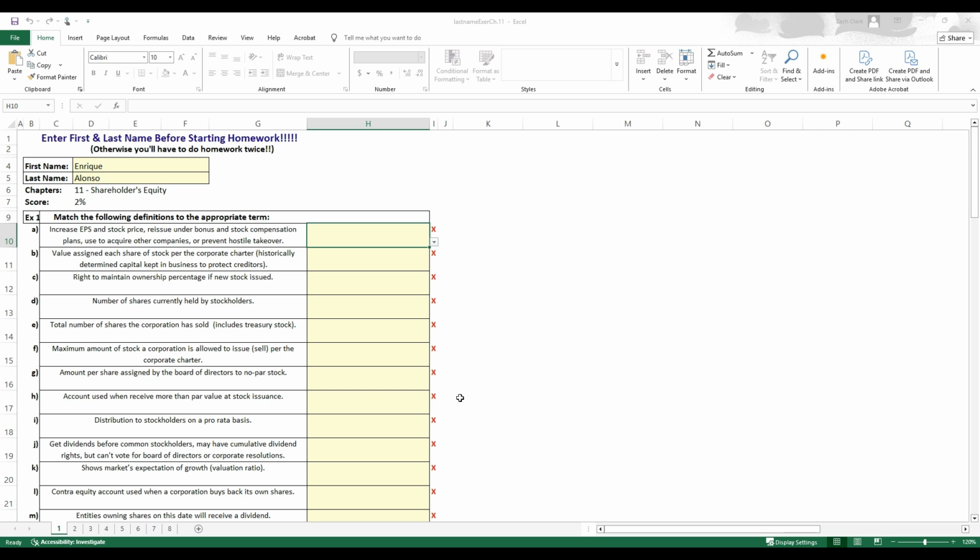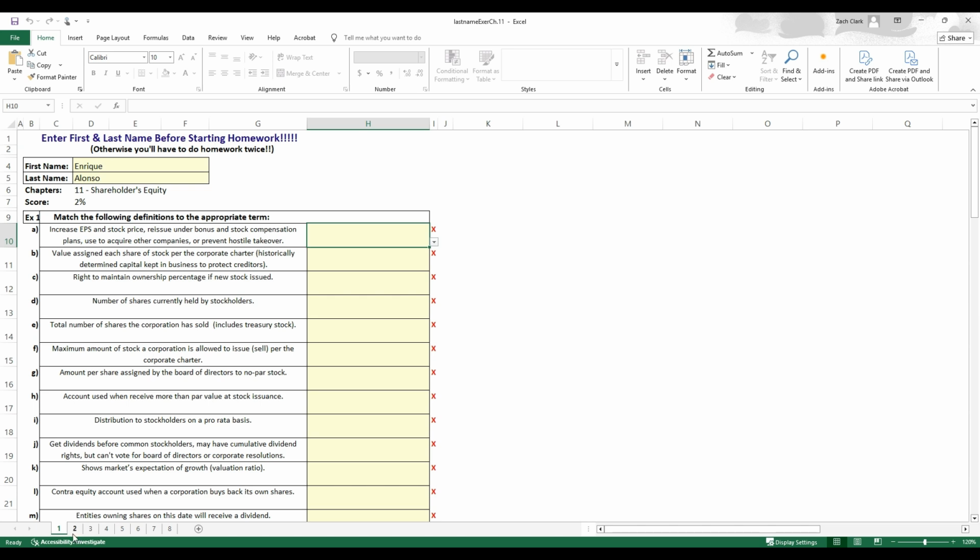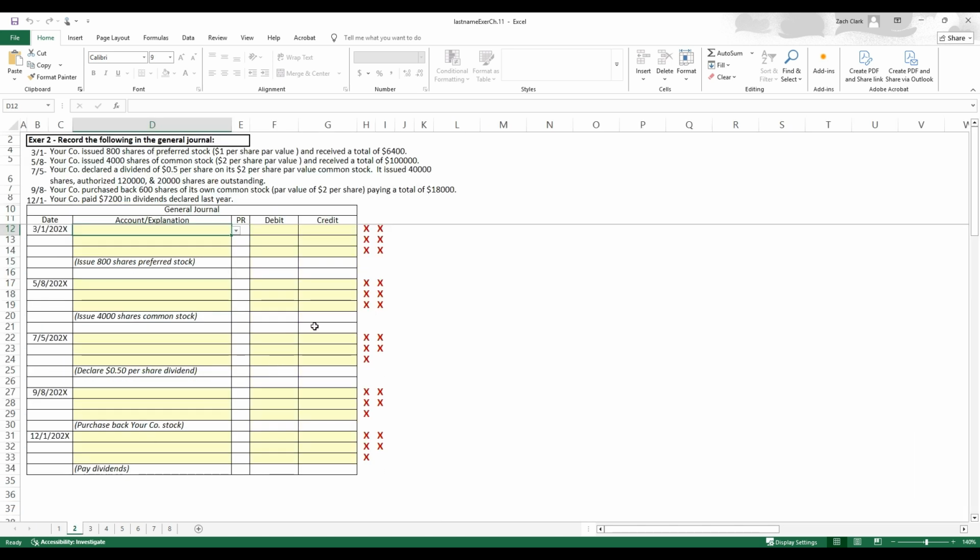Hey everyone, in this video we're going to be looking at Chapter 11 and working through the exercises on the practice with feedback spreadsheet. As per usual, I am going to skip the first tab and then move on to the next one. In this chapter specifically, we're going to be looking at equity accounts, common stock, dividends, things of that nature.